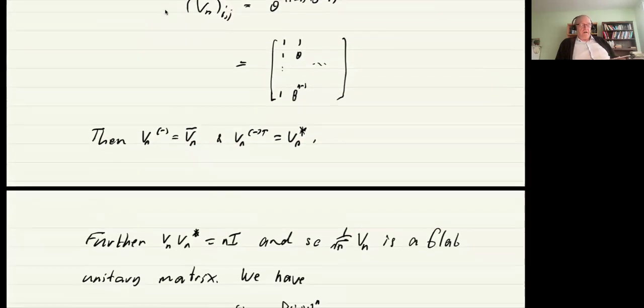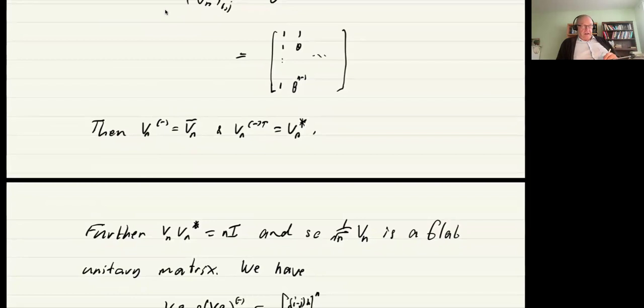And you can check that V_n times V_n star is equal to n times I. And so 1 over root n times V_n, that's a flat unitary matrix. Okay. And so now the point is you can construct a lot of these things because you can take Kronecker products, and what happens then is for each abelian group you can write down a type 2 matrix which is a flat unitary. But we won't be going into that.